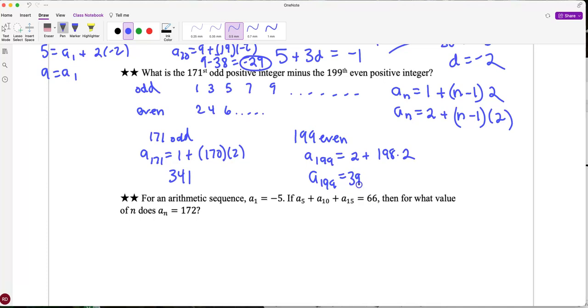So what is the odd one minus the even? That's 341 minus 398, which is negative 55.